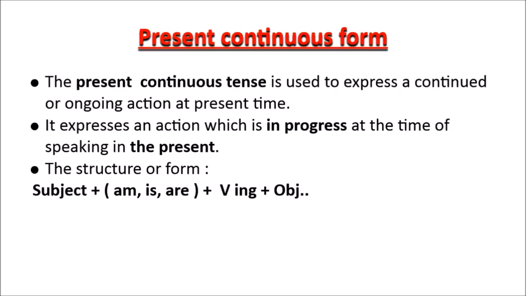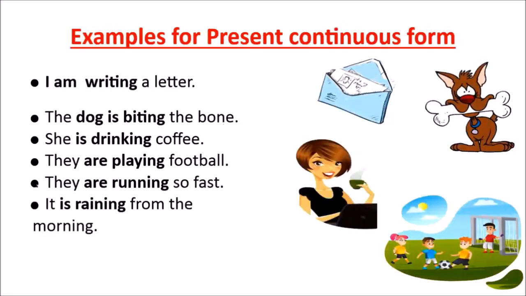Look at the form or structure: subject plus am, is, are plus verb ing plus object. So verb ing refers to which form? Yes, ing form. Good. Let's learn some examples for present continuous form. I have given a list of examples with pictures. Now let's learn them.